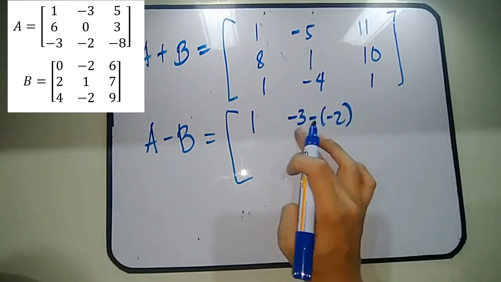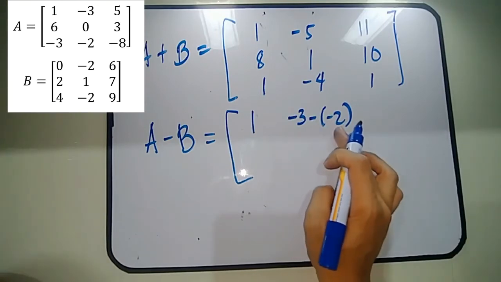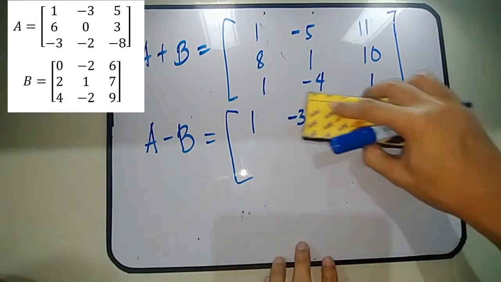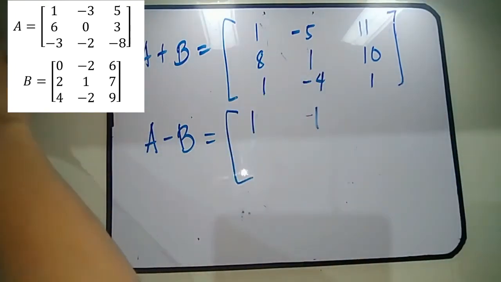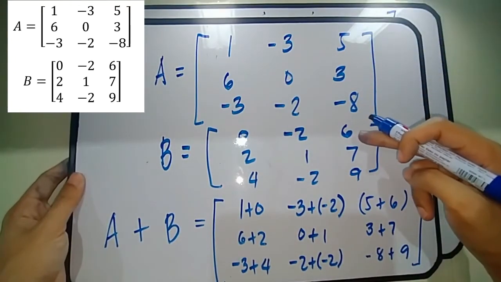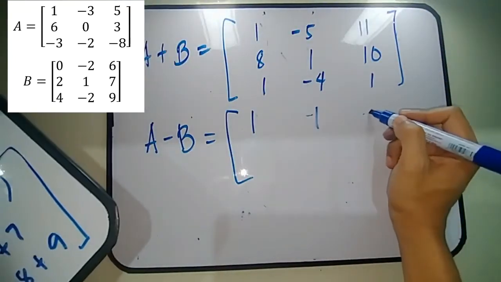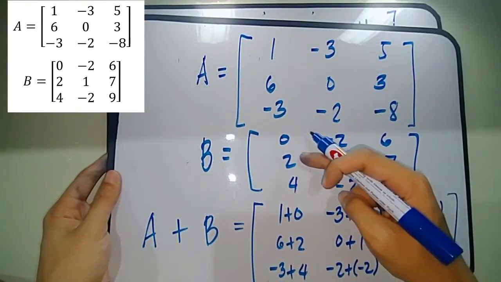So, basically guys, negative 3 minus negative 2. Negative times negative, positive. So, negative 3 plus 2. So, that is negative 1. So, we have here 5 minus 6. So, that is negative 1. So, we have here 6 minus 2. So, that is 4.